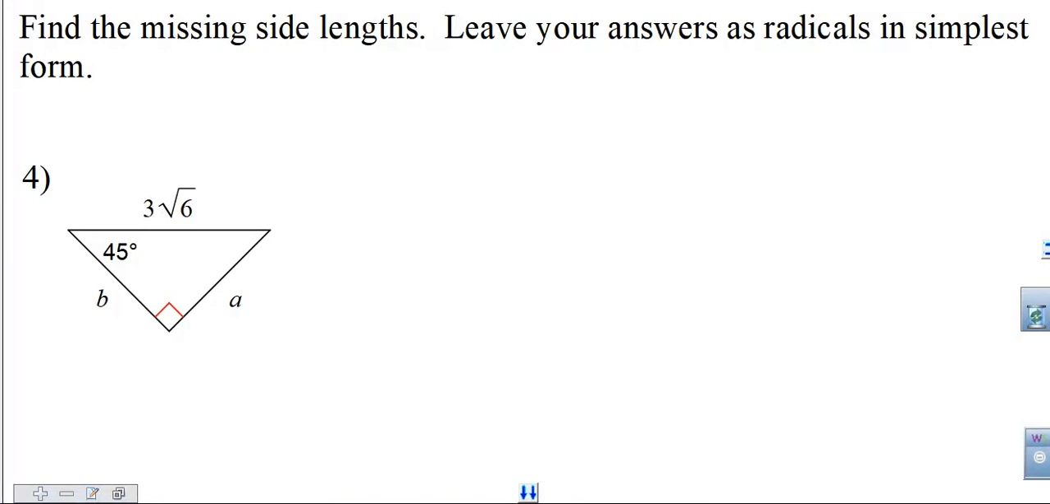Let's do one more example where you're given the hypotenuse. When you're given the hypotenuse and you want to return to the leg, this time you're going to divide by the square root of 2. So if I take 3 square root of 6 and divide by square root of 2, I am allowed to cancel or reduce these inside numbers. 2 goes into 6 3 times. So the answer is 3 square root of 3. And since my legs are the same, it's 3 square root of 3 for both of them.